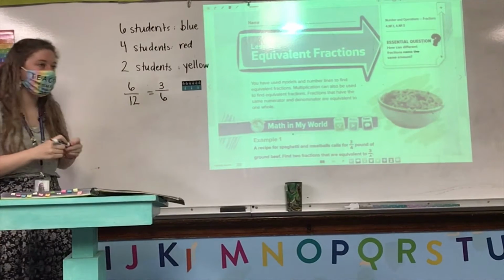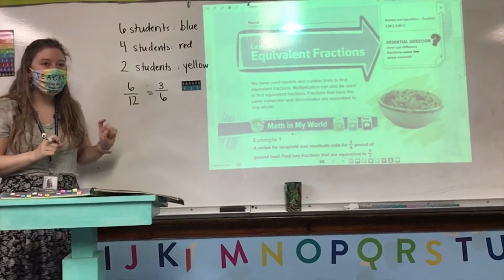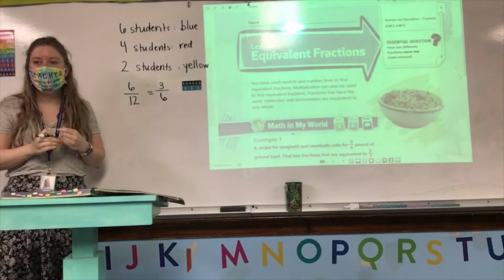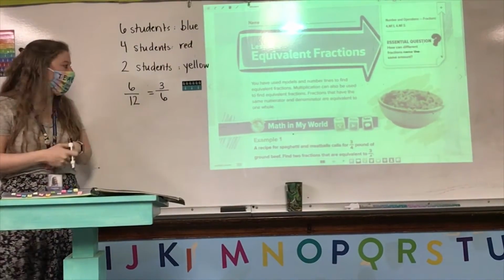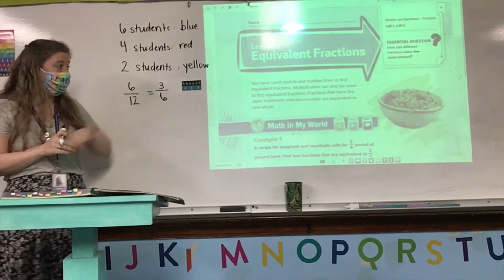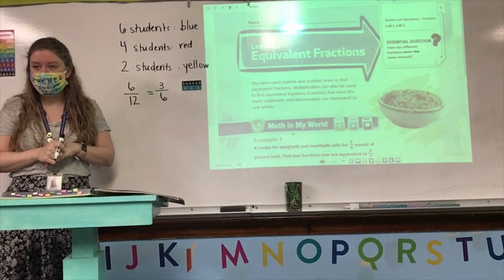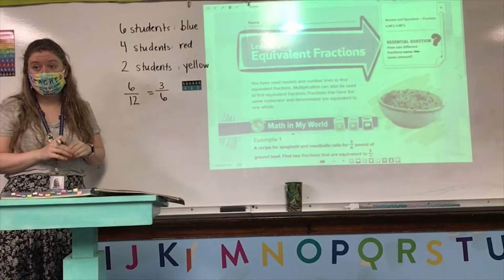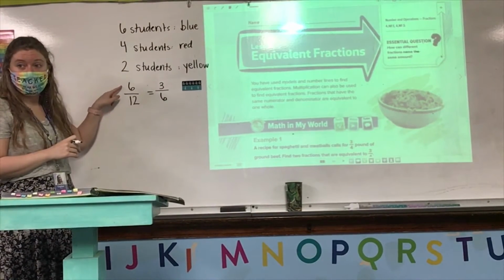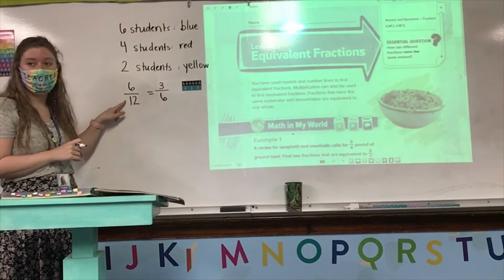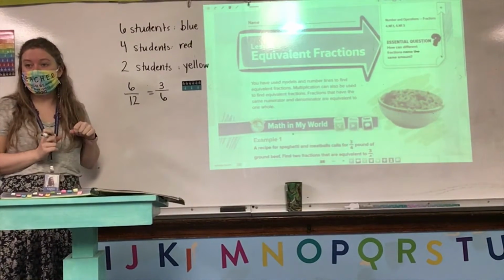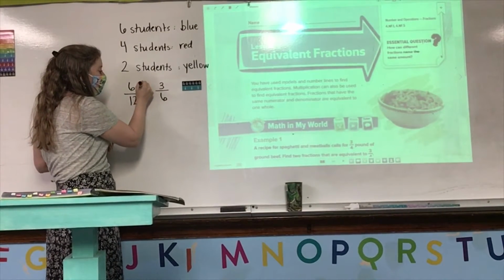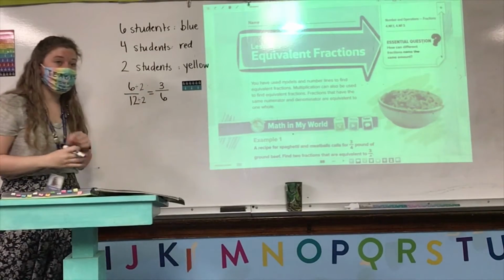Now, is there something we could have done more quickly to 6/12 that would have taken less time than finding all these fraction tiles? Colin? Yes. What could we have done that would have taken less time than finding all these fraction tiles? We could have divided the numerator and the denominator each by 2.